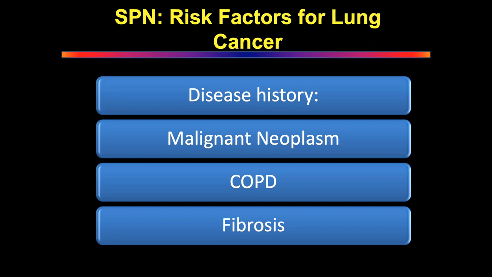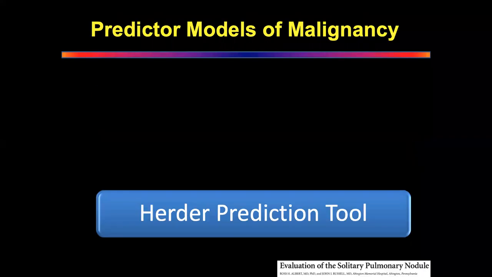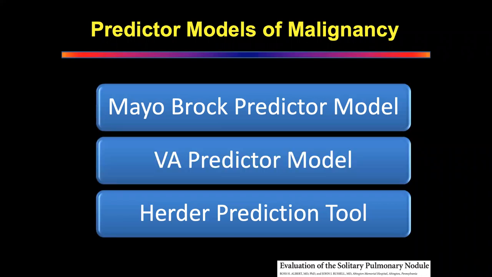Okay, Nikhil, tell me what are the three tools used for assessing risk factors for malignancy? Just give me the name. No, the tools available. Simran said you use something called predictor models of malignancy. Which are the three models that you know of? Simran, now you come in and tell me three models that you know. So the Mayo-Brock model, then the Veterans Affairs model and the Herder model. Okay. So please know these names.